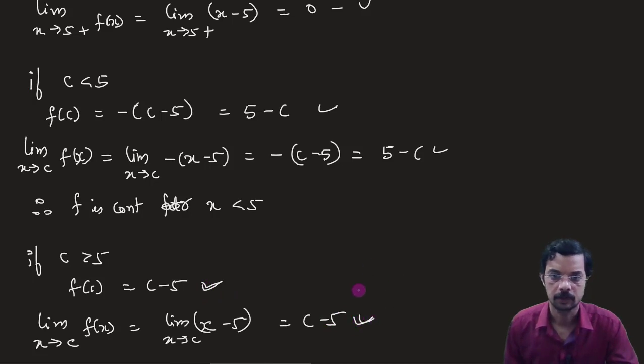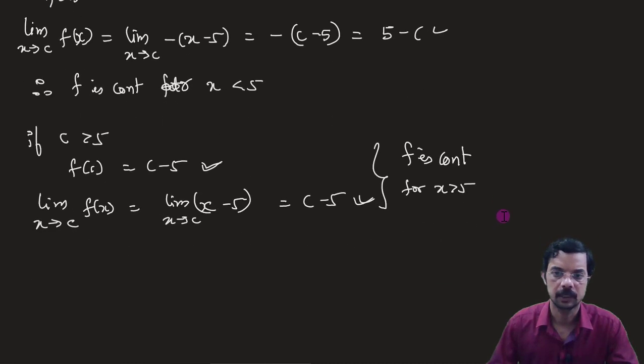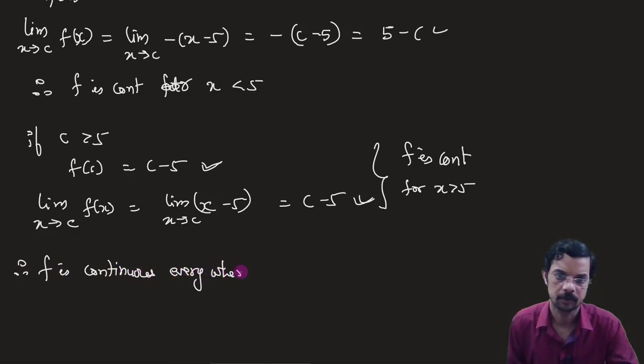Therefore f is continuous for x greater than 5. Now we have shown that f is continuous for x greater than 5, and it is continuous for x less than 5 also. So therefore f is continuous everywhere on R. f is everywhere continuous.